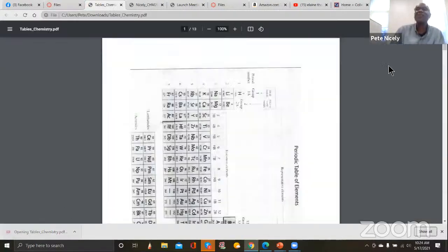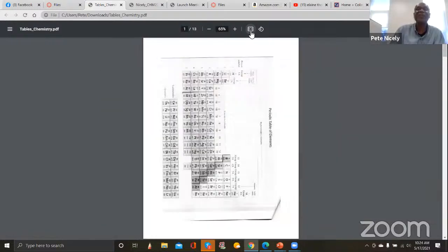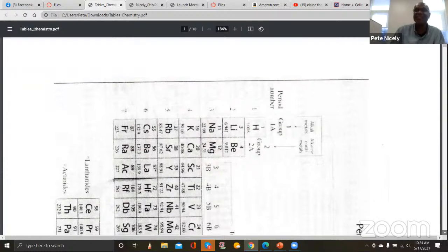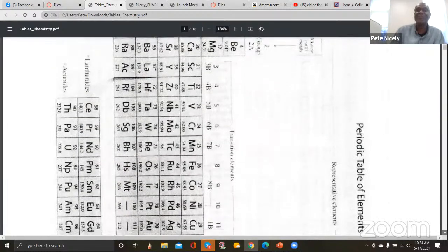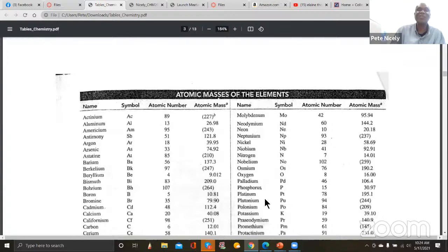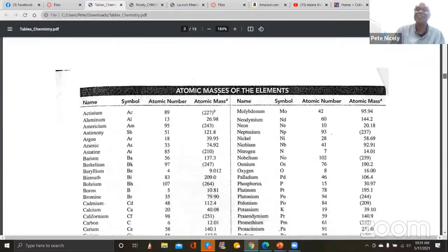Okay, so let me make this full page. Basically, as you can see, we have the periodic table of elements here. We have another version of the periodic table of elements here. And then I decided to include this. This gives you a list of the elements alphabetically.